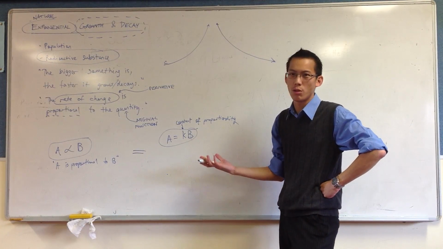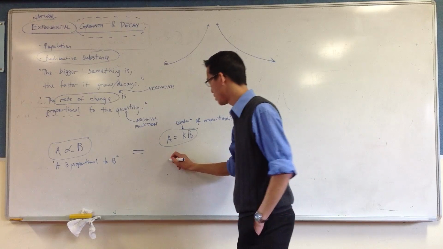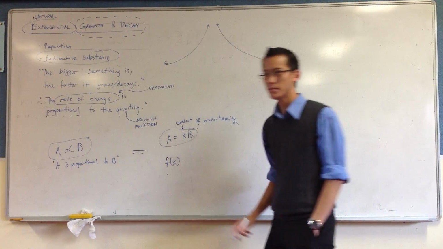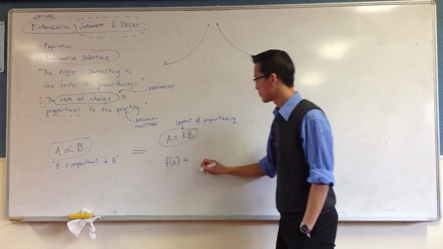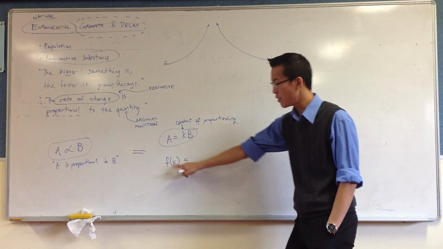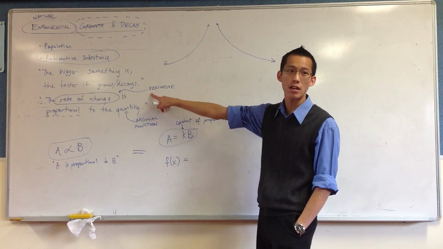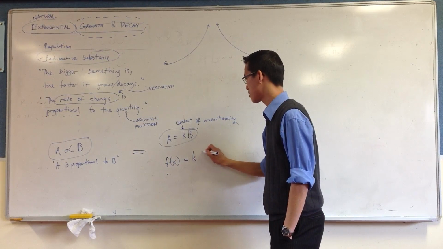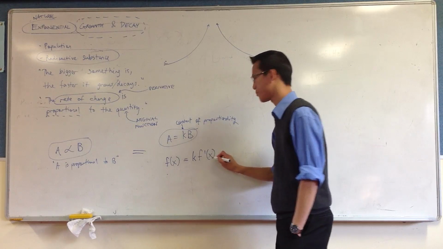We usually call functions f, right? So you'd say f of x would be equal to the constant of proportionality multiplied by the derivative of the function. That's going to give you the rate of change. So you could write it like this, if you like.